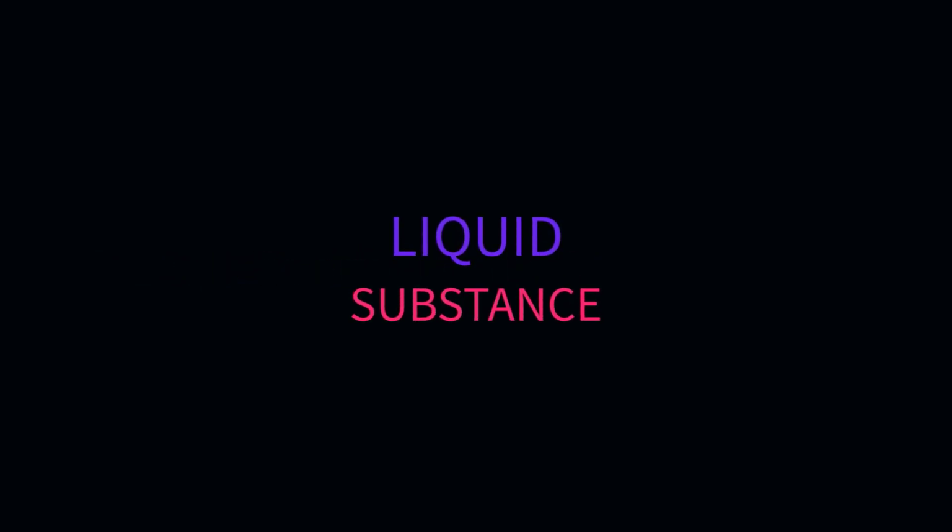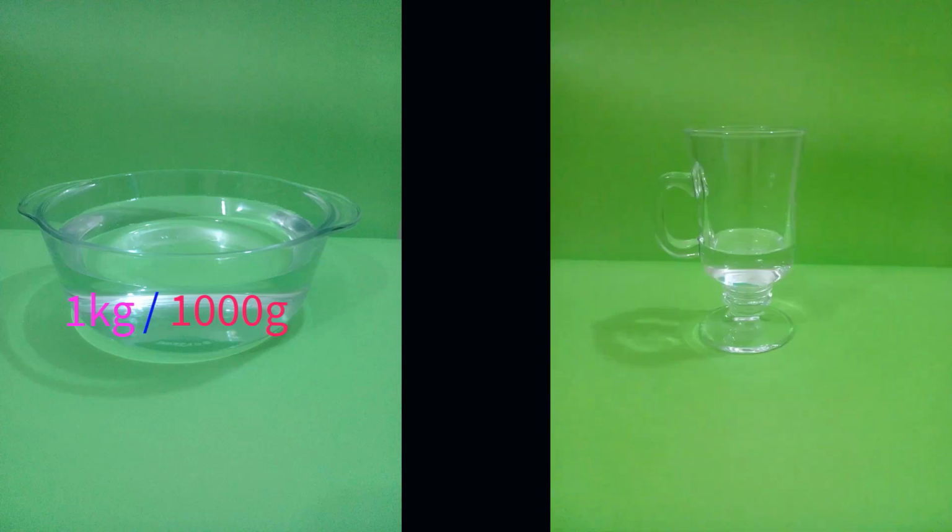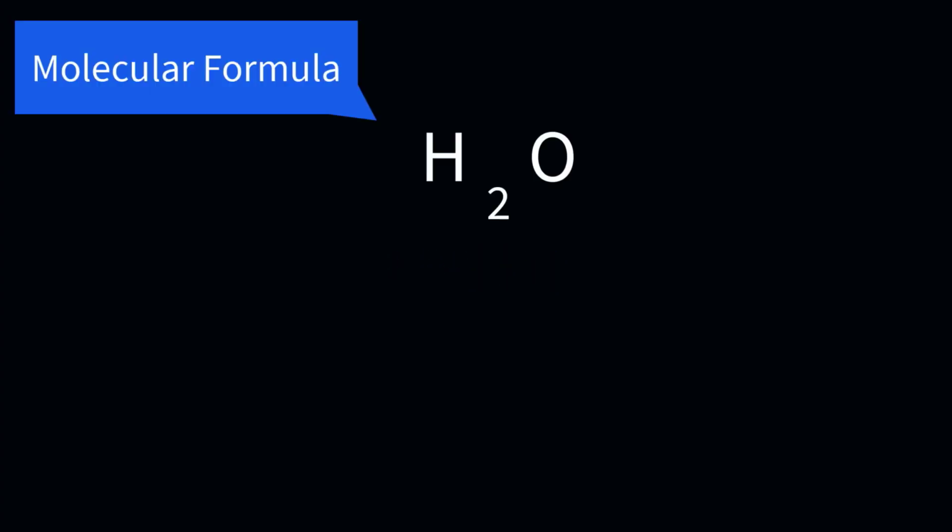Let us think of the example of a liquid. See, this is the picture of 1 kg of water or 1000 grams of water. And this is the picture of 1 mole of water. There is 18 grams of water here. So our new substance is water here. Water has the molecular formula H2O. There are 2 atoms here in this formula. One is hydrogen and the other is oxygen. But there are 2 hydrogens here.